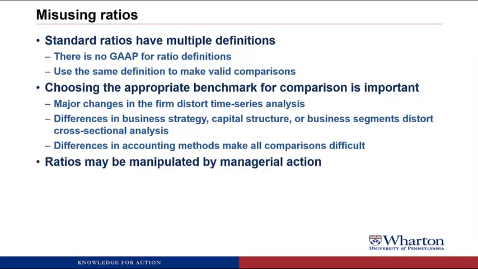The final thing to keep in mind is that ratios can be manipulated by managerial action. So if a company's managers think that investors and analysts are all focused on the same one ratio, like let's say an interest coverage ratio, then those managers have incentives to manipulate their accounting numbers to make that ratio look good. So always keep in mind that manipulation is a possibility. And more importantly, don't just focus on one ratio, but look at the whole body of ratios, because it's hard, and in fact impossible, to manipulate every single ratio to make it look good.